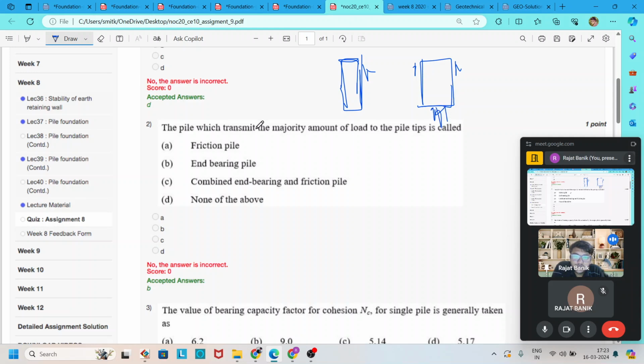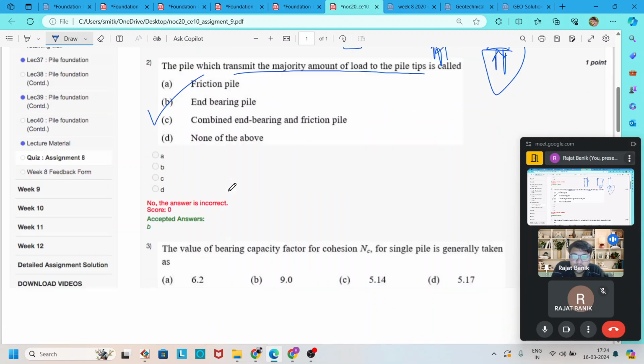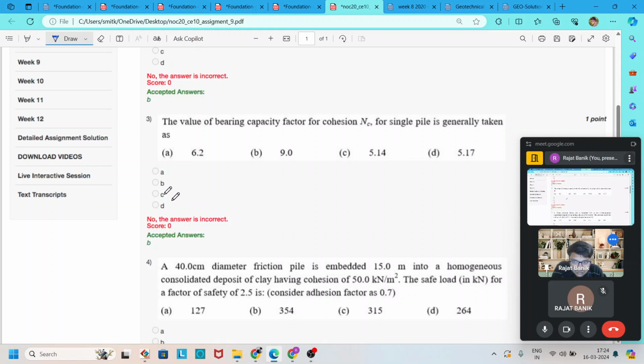So in question number two, it is said that the majority load is transmitted through the pile tip. If the majority load is transmitted through the pile tip, then it is called an end bearing pile. The correct option is option B. Now move on to question number three.